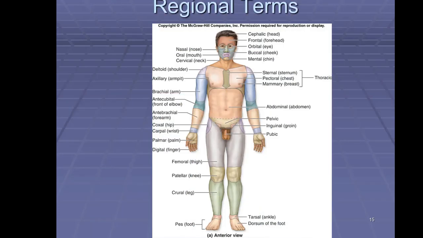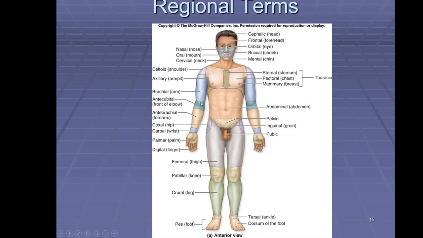All right, here's some regional terms, and I'm going to run through these, and you should definitely know these. These will become second nature throughout the semester. Some of these are going to be obvious, some are going to be a little bit strange. So nasal refers to the nose, oral, mouth. Cervical refers to the neck region. So we have cervical vertebra. Deltoid refers to the shoulder. I think we have deltoid muscles out there. Axillary, armpit. Brachial refers to your upper arm.